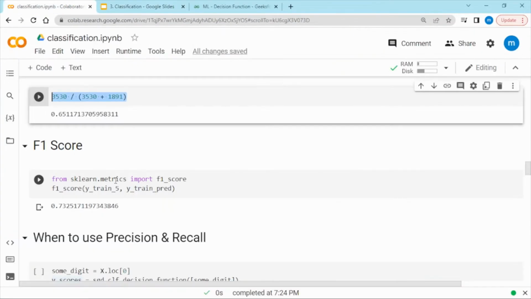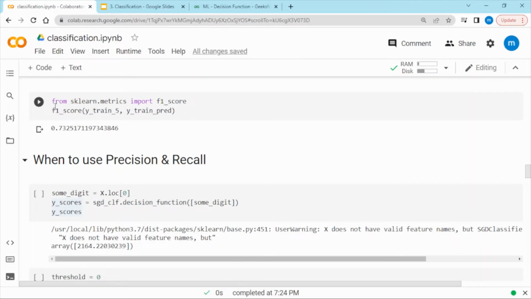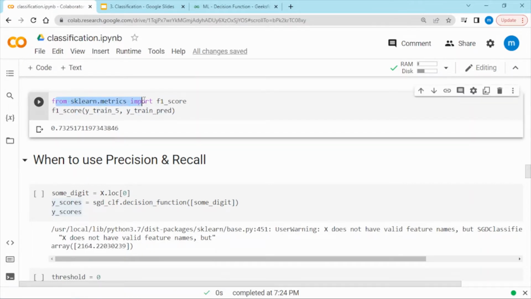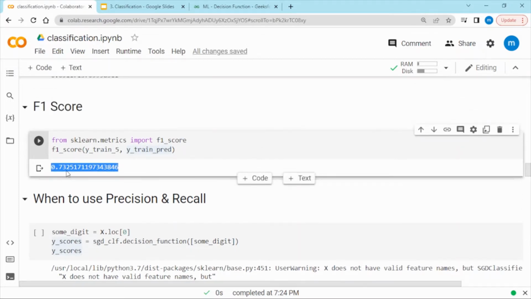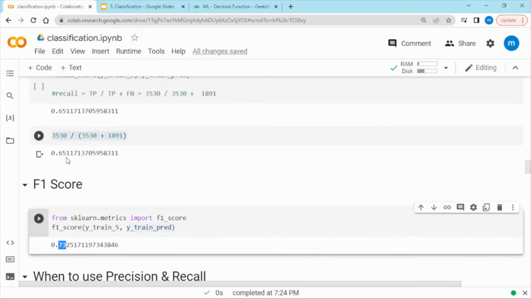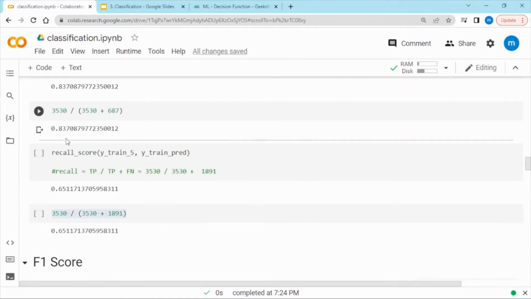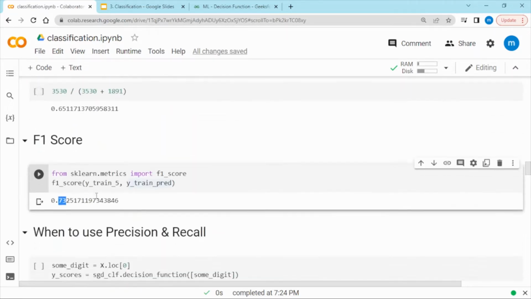As I said, for the F1 score I use from sklearn.metrics import f1_score, then pass the values of y_train and y_train_pred, and it will give the result. So we can see that the SGD classifier which we have used for this classification problem is giving 73% as the F1 score. Recall comes around 65% and precision comes around 83%.